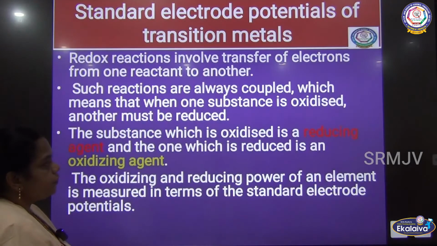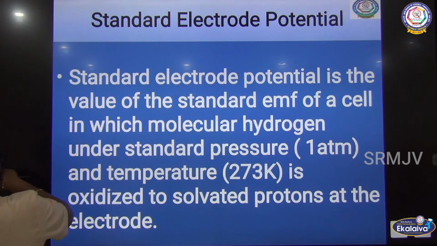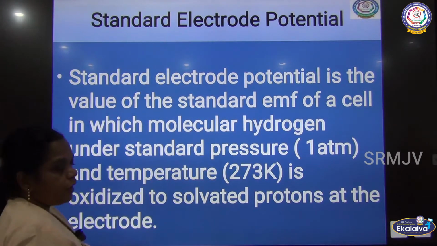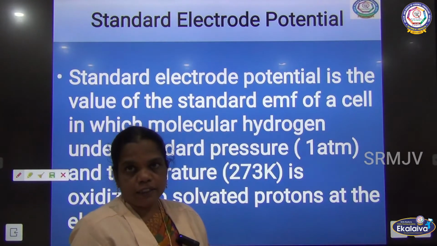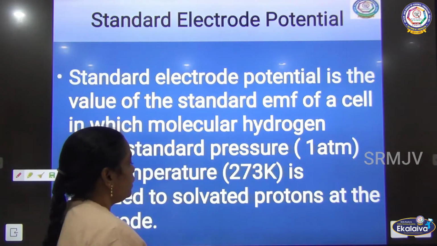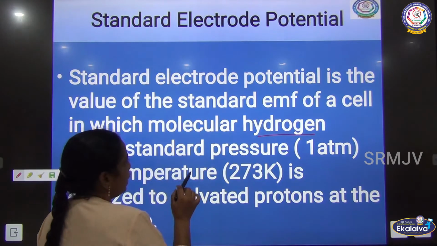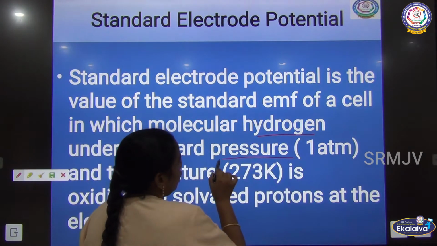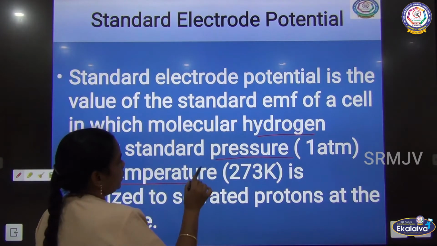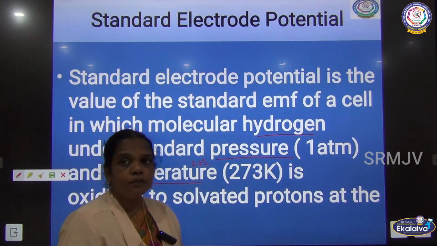And next, what is that standard electrode potential? What is meant by standard electrode potential? In this way you can find out the standard electrode potential for every element. For the molecular hydrogen, we are going to take the molecular hydrogen under the condition of 1 atmospheric pressure and 298 Kelvin, that is 25 degree Celsius and 1 atmospheric pressure.